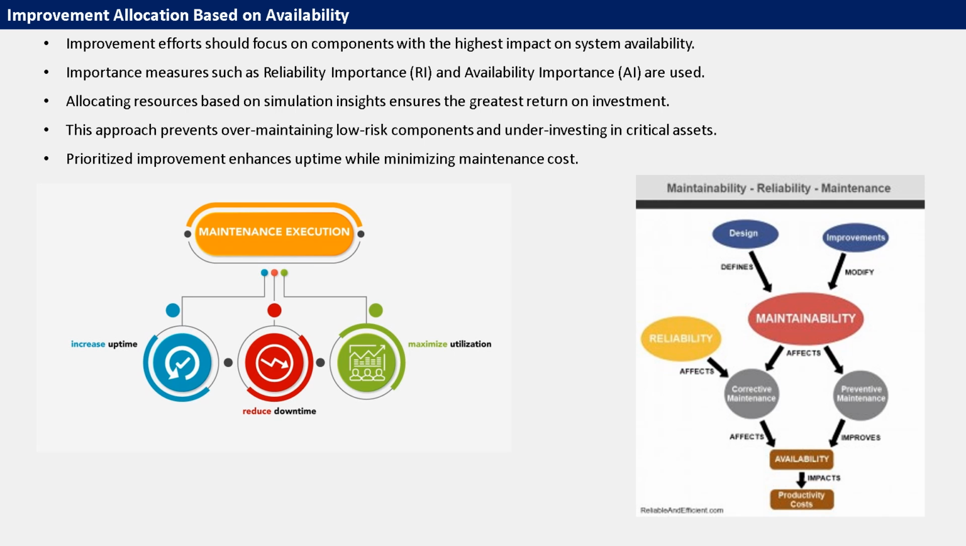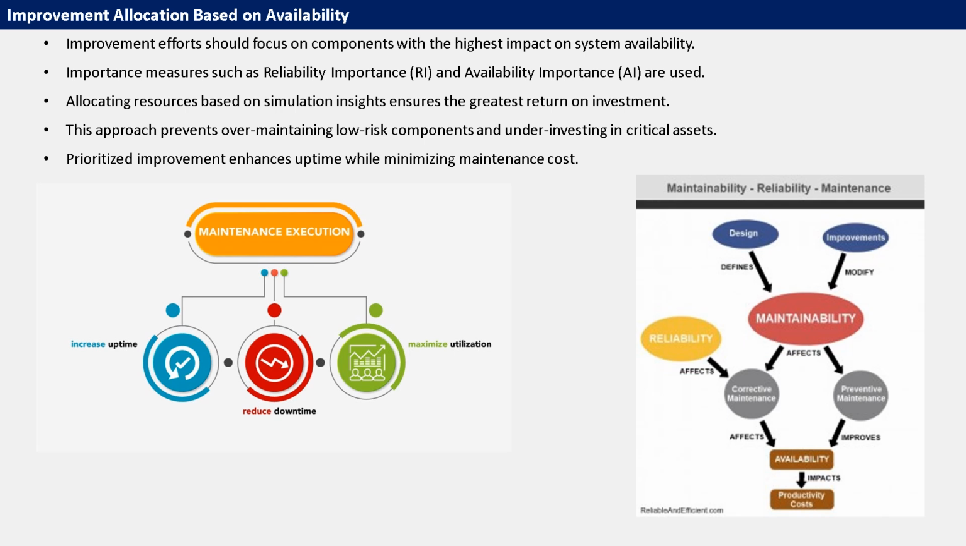Two common importance measures help guide these decisions: reliability importance (RI) and availability importance (AI). RI measures how much improving a component's reliability would improve the system's reliability, while AI evaluates how a component's performance affects the system's availability. These metrics help identify bottlenecks in the system, the weakest links that limit overall performance.